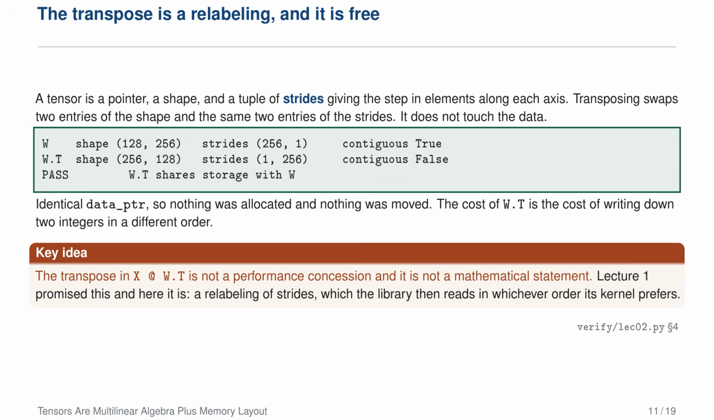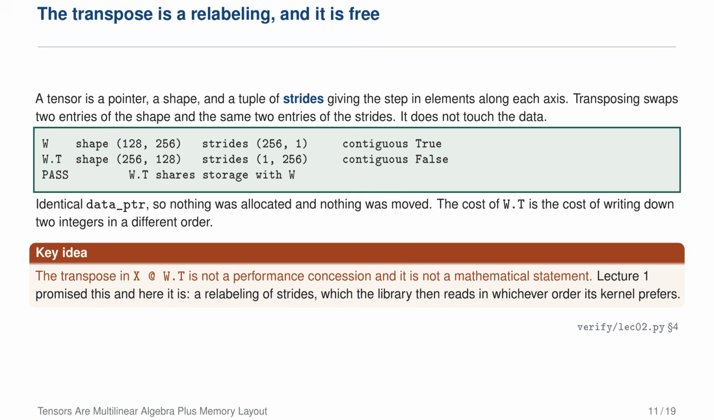A tensor is three things: a pointer into a buffer, a shape, and a tuple of strides, giving the step in elements along each axis. Transposing swaps two entries of the shape and the same two entries of the strides. It does not touch the data at all.